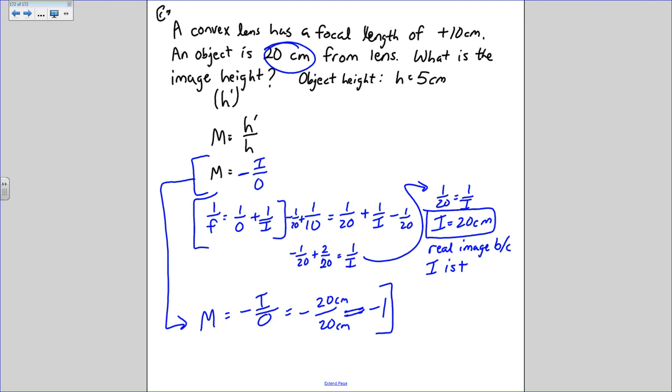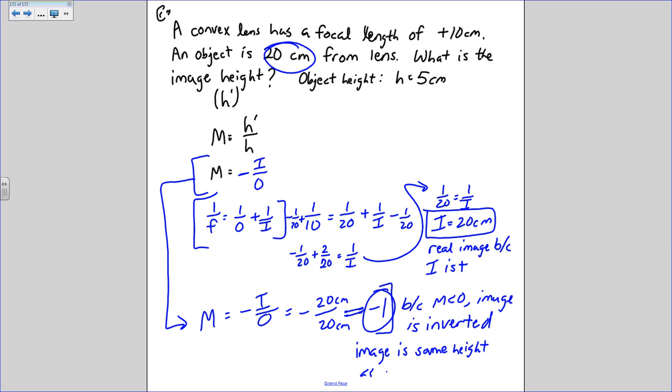Let's write that. Because it's negative, the image is inverted. And because it's 1, the image is the same height as the object. That is to say, 5 centimeters.